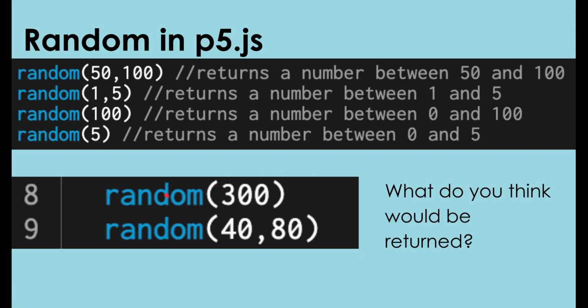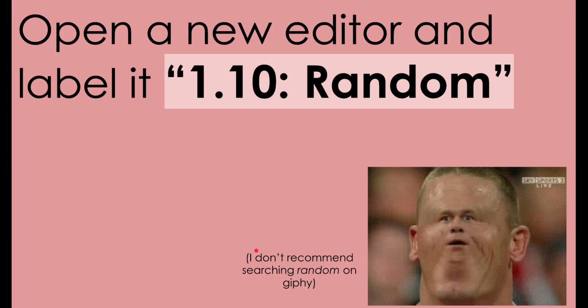Take a second and think about what could be generated here: random 300 and random 40, 80. Random 300 would give you a random number 0 to 300, and random 40, 80 would give you a random number between 40 and 80. Okay, so we are going to do this. I'd love for you to open up an editor and label it 1.10 random.